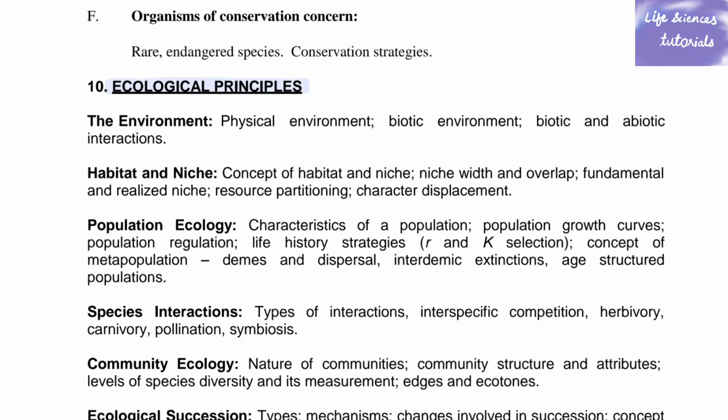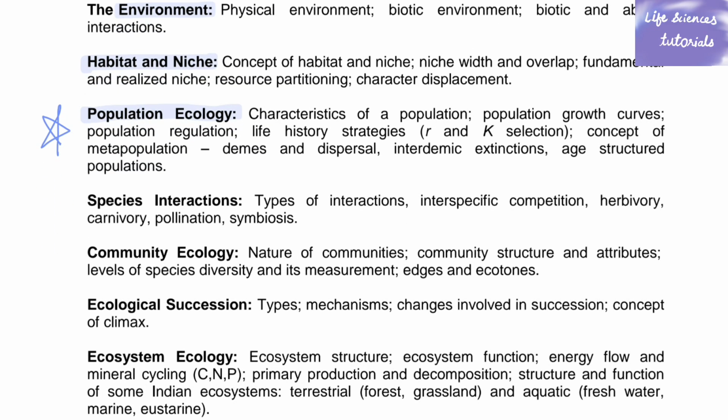Okay, so everything related to environment, habitat, and niche. The difference between them, population ecology. This is important. There are many questions asked on this. See, other topics you just read. That is just to know the background of it. But whatever I'm marking, like the star mark one, this is important. Like there are many questions on R and K selected species. Okay, so you should know this.